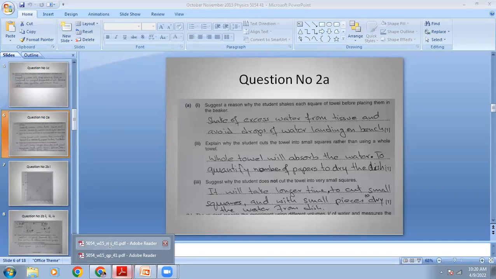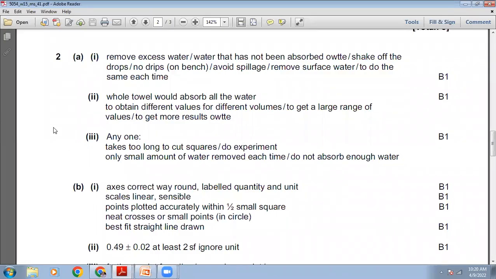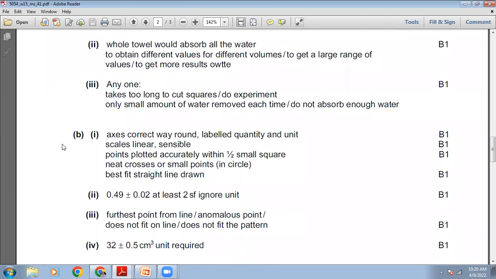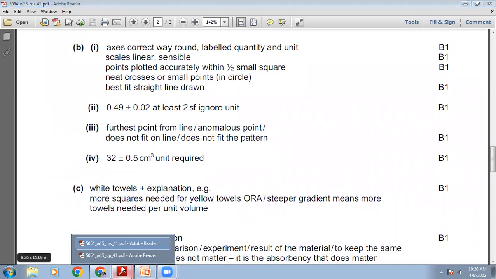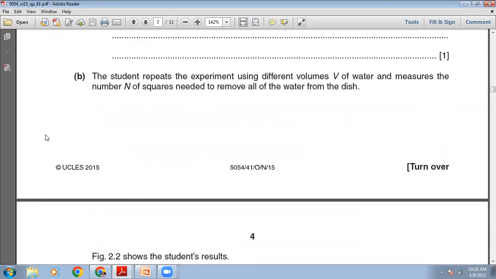So let's have a look at the marking scheme. Anyone, it says anyone: takes too long to cut squares or do the experiment; only a small amount of water removed each time; does not absorb enough water. So that is the answer. Now we are going to question number 2, and it's the B part.